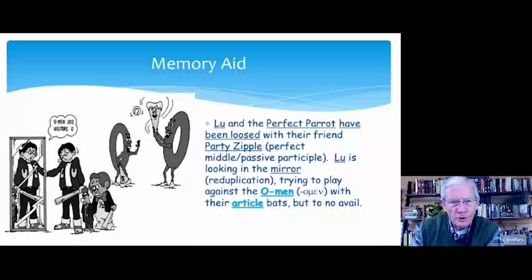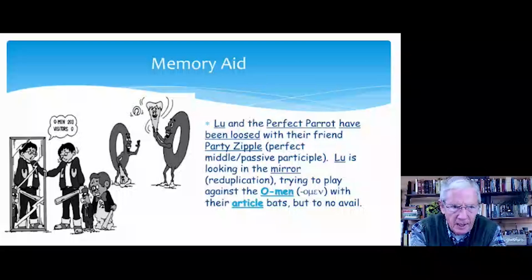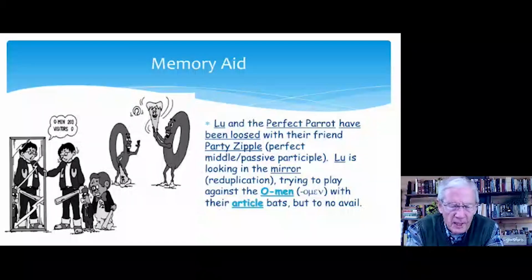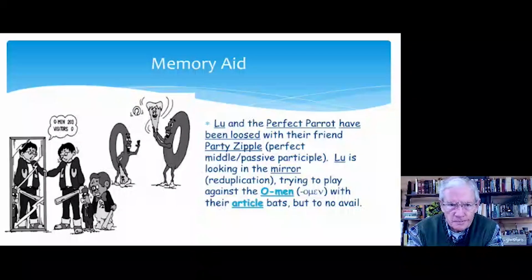All right, Lou and the perfect parrot have been loose with their friend, the participle. Lou is looking in the mirror for reduplication, trying to play against the omen. There's the men ending, with their article bats. Article reminds us of the definite article.